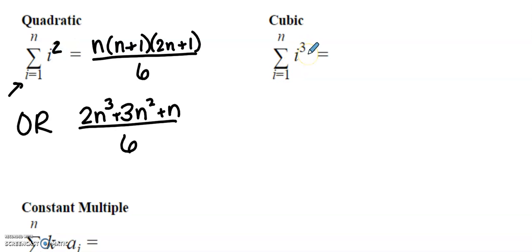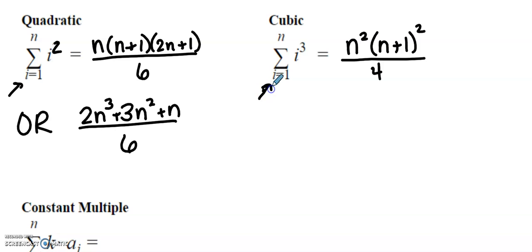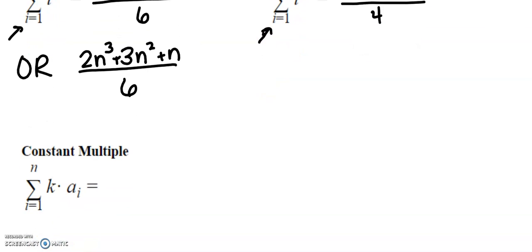This one then, when you have your index cubed, is n squared times n plus 1 squared all over 4. This is actually Gauss's formula, but just squared. Okay, and again, there's proofs of this online that you can look at.